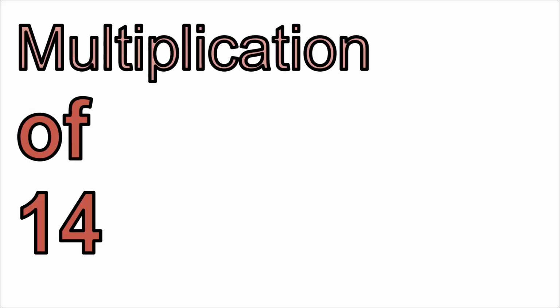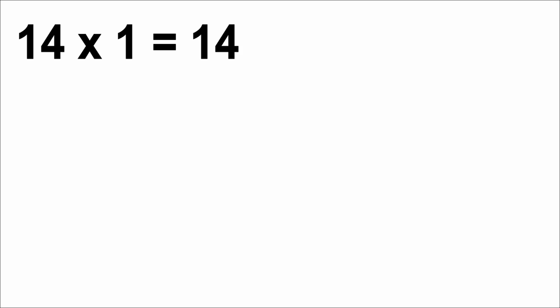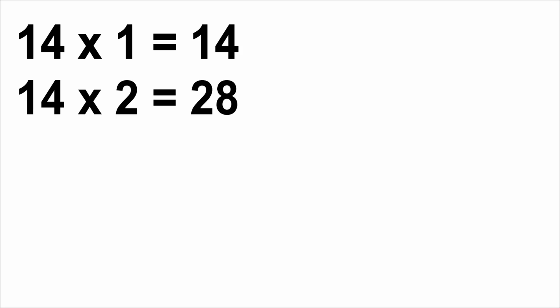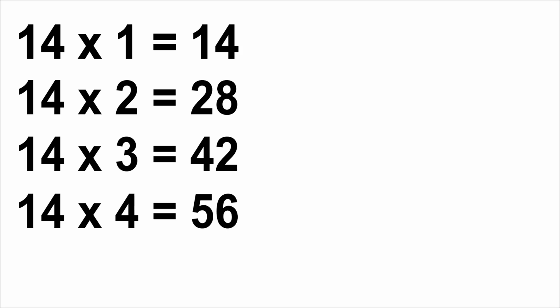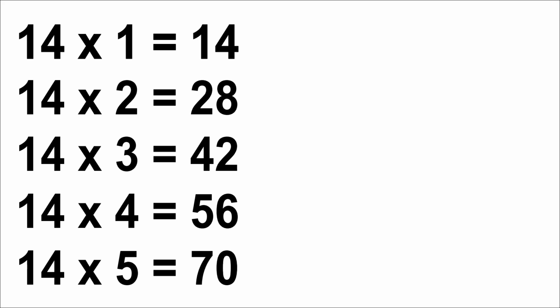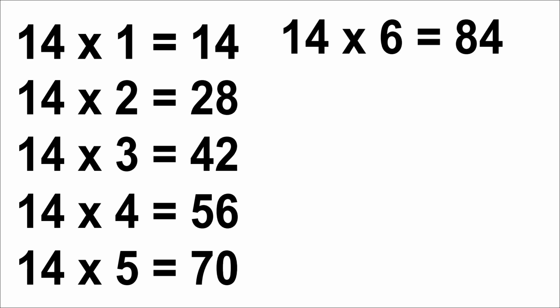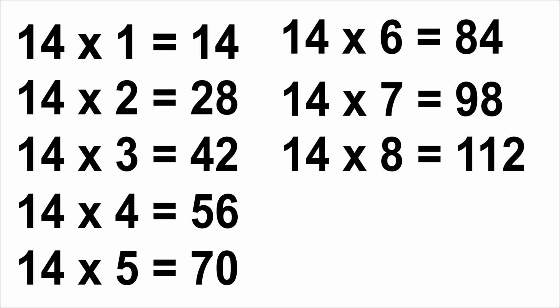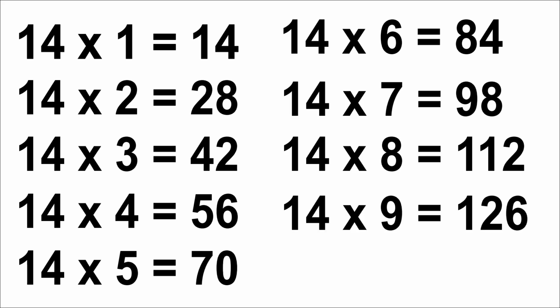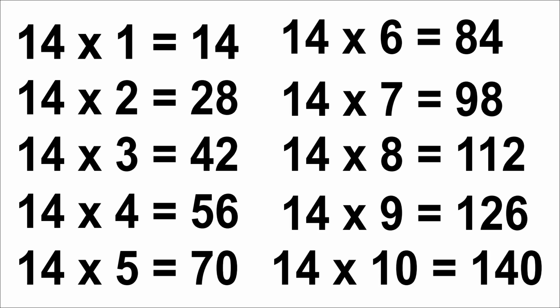Multiplication of 14. 14 times 1 is 14. 14 times 2 is 28. 14 times 3 is 42. 14 times 4 is 56. 14 times 5 is 70. 14 times 6 is 84. 14 times 7 is 98. 14 times 8 is 112. 14 times 9 is 126. 14 times 10 is 140.